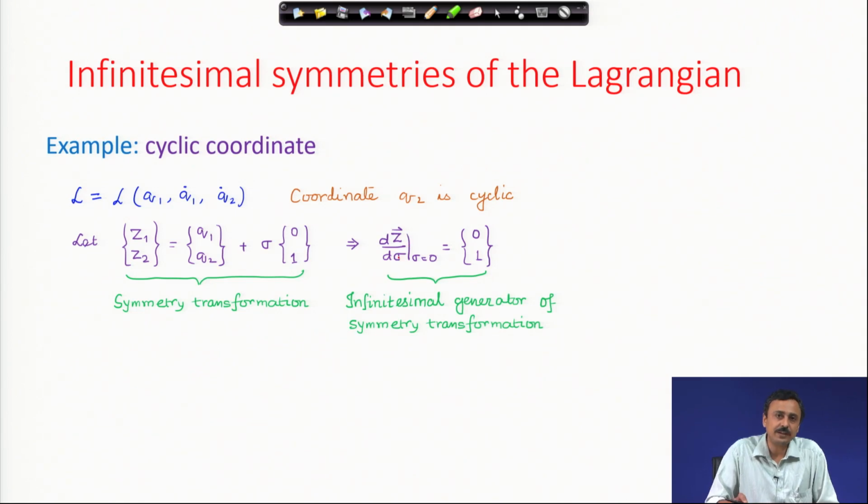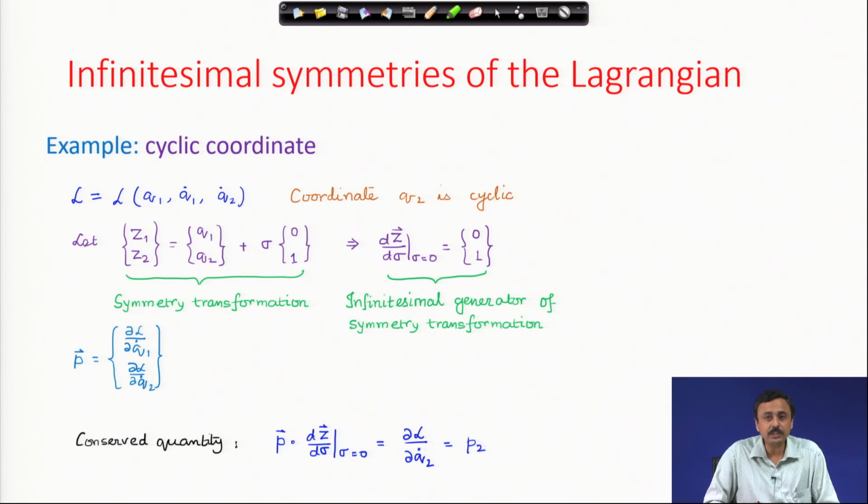Now, every finite symmetry transformation is an infinitesimal symmetry transformation, and the infinitesimal generator of the symmetry transformation is dz d sigma at sigma equal to 0, and that happens to be 0 1. We have found the infinitesimal generator of the transformation. Generalized momentum, what is generalized momentum? It is del L del q 1 dot and del L del q 2 dot. This vector is the generalized momentum vector.